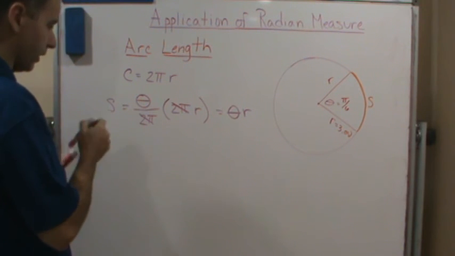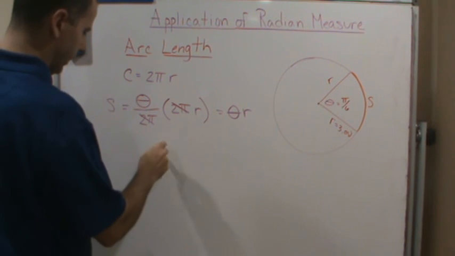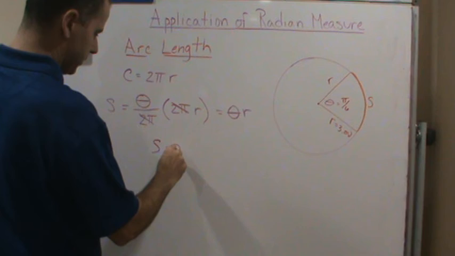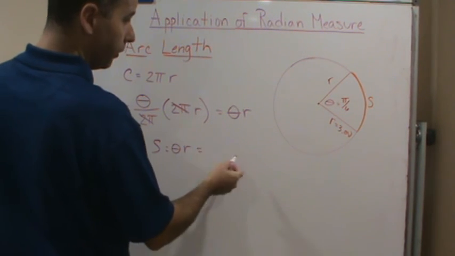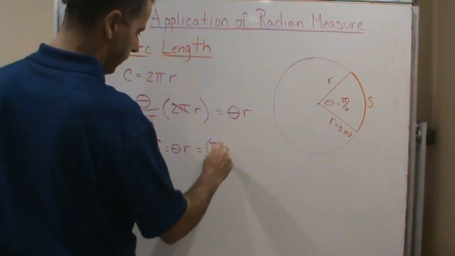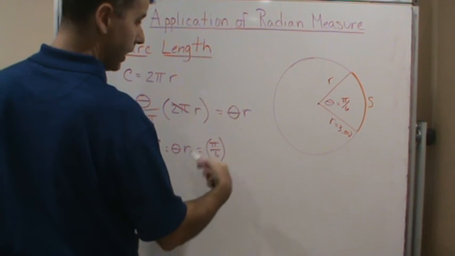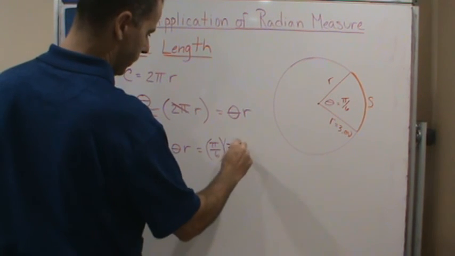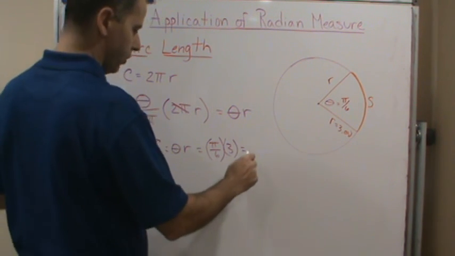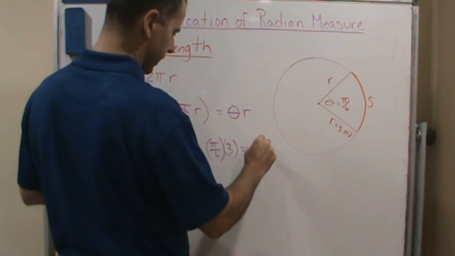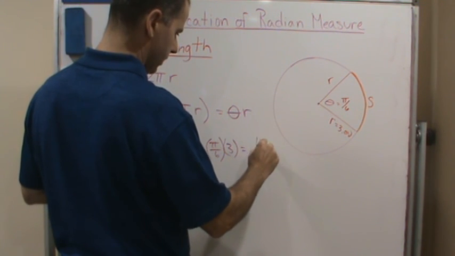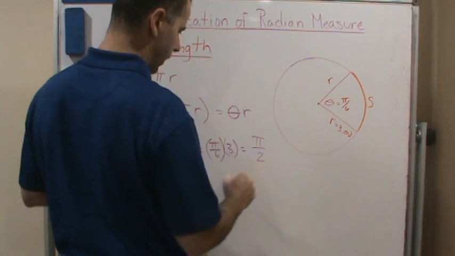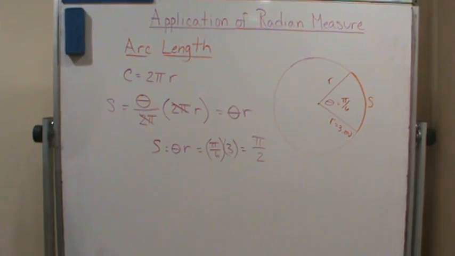So in this case, S equals theta times r, which is equal to pi over 6 times the radius, which is 3. And so the length of the arc is pi over 2 radians. And that's the answer.